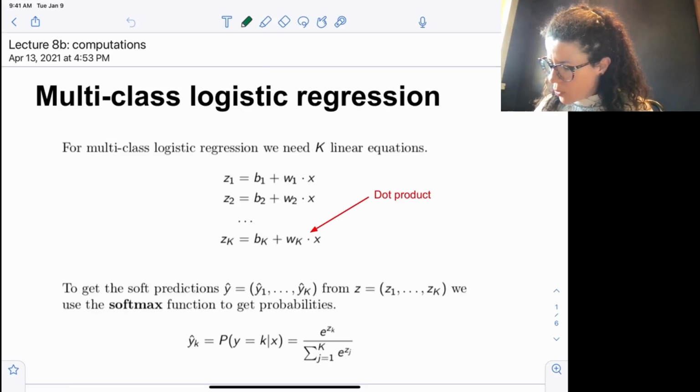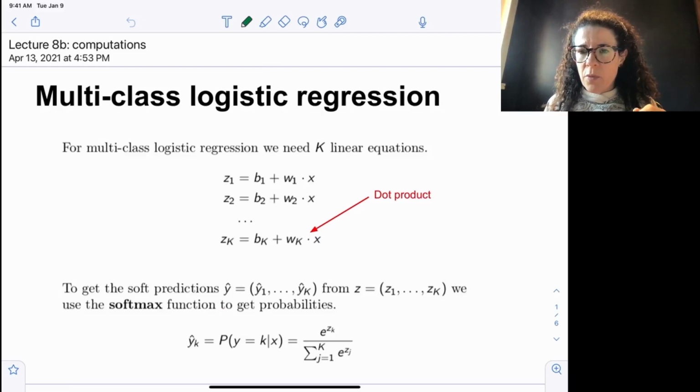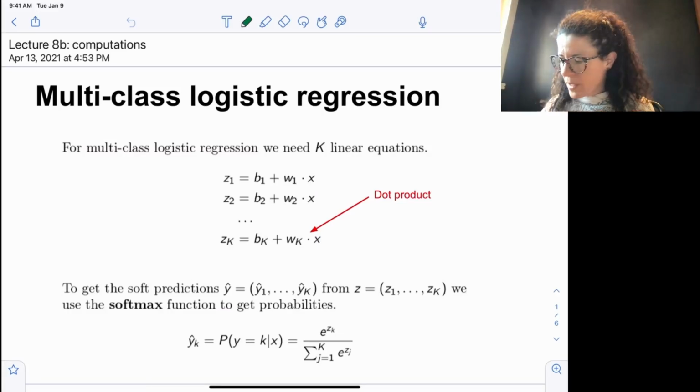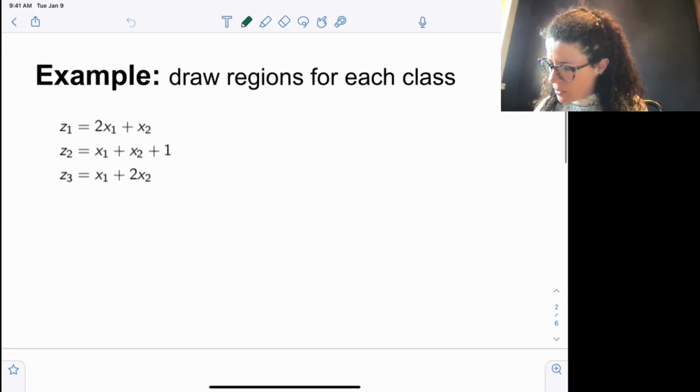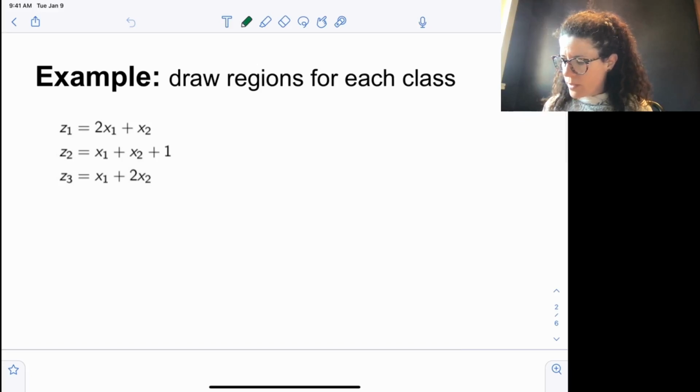So one question I have for you is, what is the boundary of this? If you have R^d, which is the space where x lives, what are the boundaries of these predictions? If you make hard predictions, what are the boundaries of these predictions? So I wanted to use an example to understand that. Suppose that we have these z1, z2, zk.